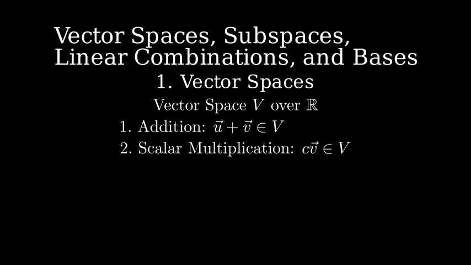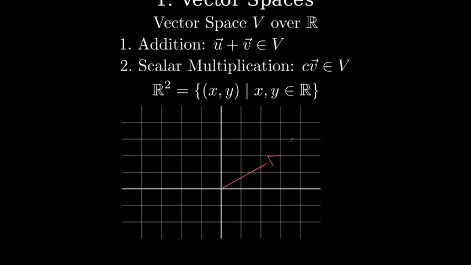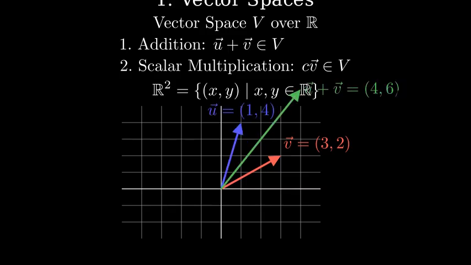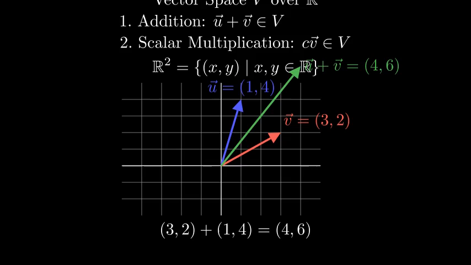Let's look at a concrete example. R squared, the set of all ordered pairs of real numbers. We can visualize this as a coordinate plane. For example, the vector (3, 2) represents a point 3 units to the right and 2 units up from the origin. To add vectors in R squared, we add their corresponding components. So (3, 2) plus (1, 4) equals (4, 6).